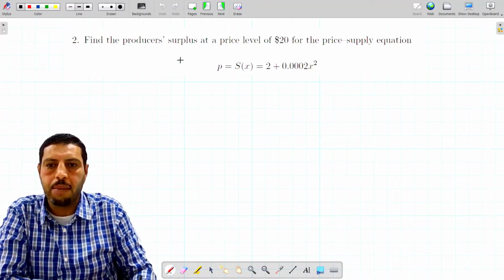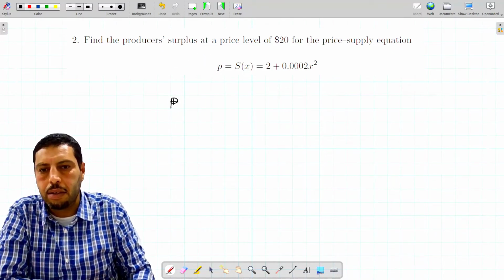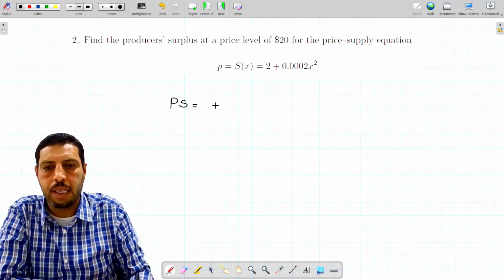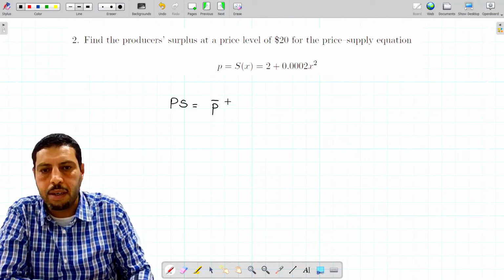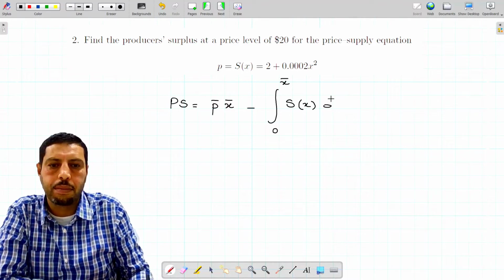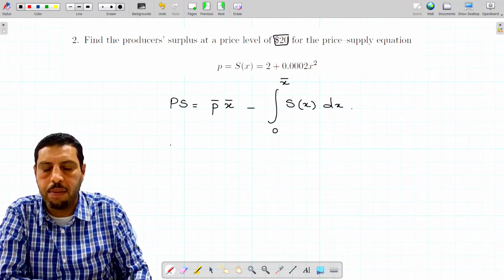Next question, which is about producer's surplus. Again, a reminder: the producer surplus is equal to p bar times x bar minus the integral between 0 and x bar of s of x dx. Here we have the price, which is $20. So we have p bar, and we're going to find x bar.